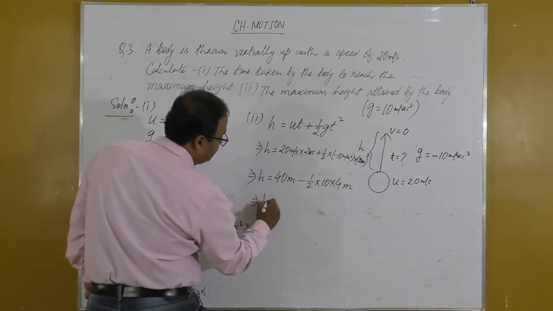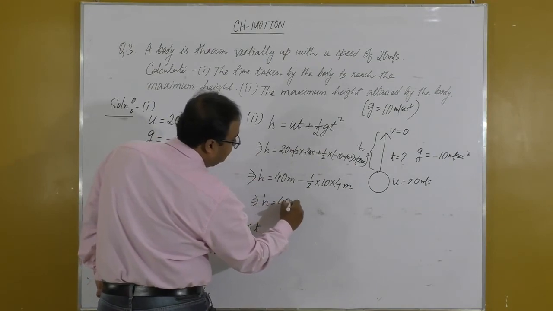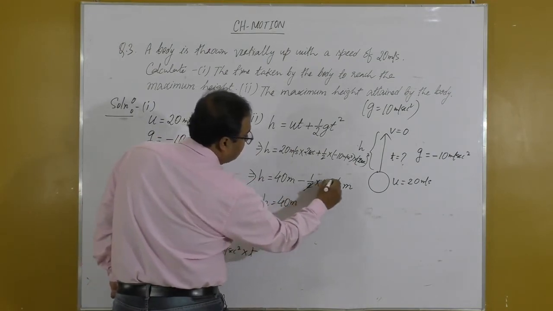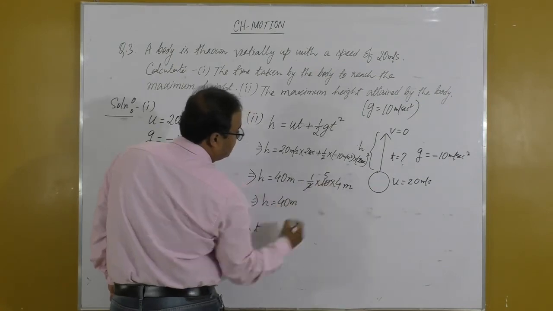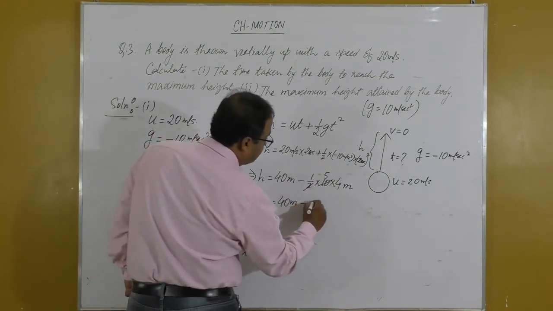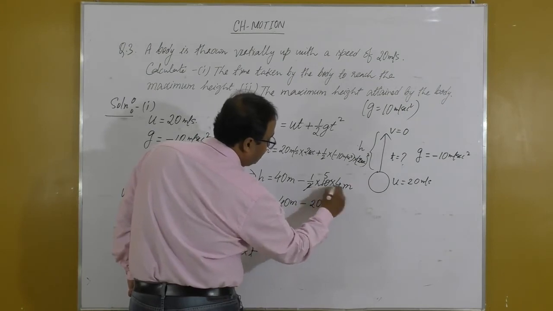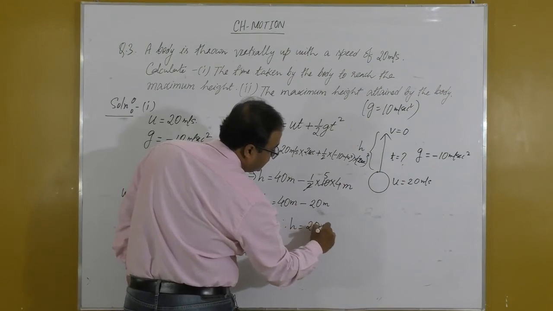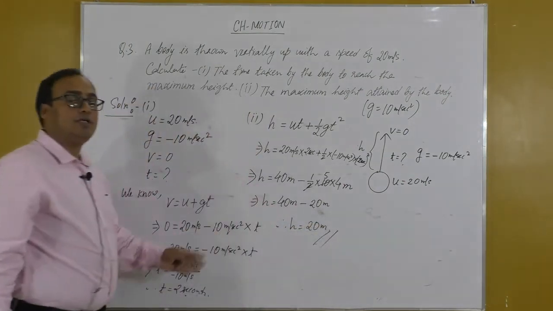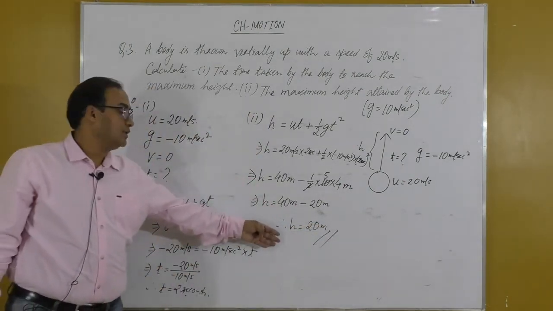So h is equal to 40 meter minus 20 meter. 5 4s are 20, therefore the height is equal to 20 meter. So what is the height attained by the body? The height attained by the body, h, equals 20 meter.